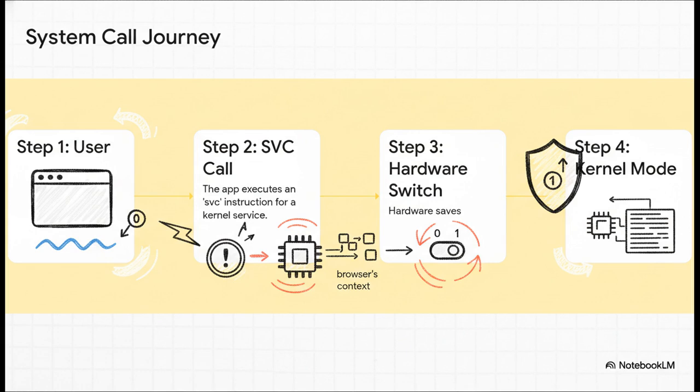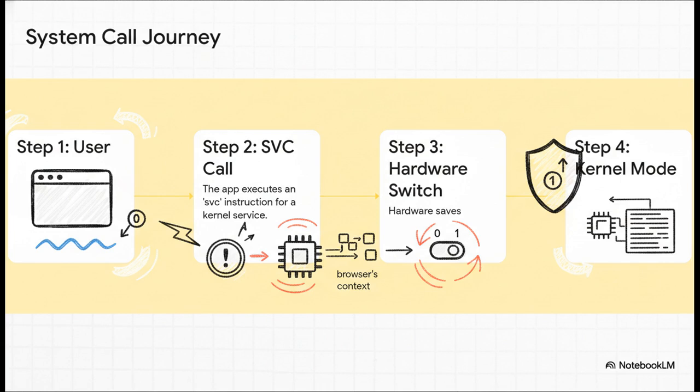Imagine your web browser is running. It's chugging along in the least privileged mode, which we call EL0. Now, it needs to open a file from your hard drive, but it doesn't have the permission to do that directly. So what does it do? It executes a special instruction, SVC. Think of this as pulling a help cord.